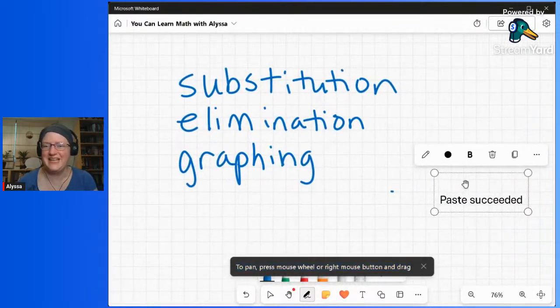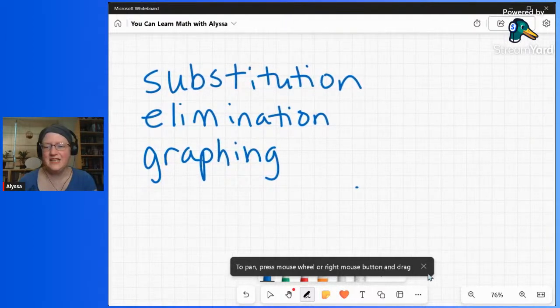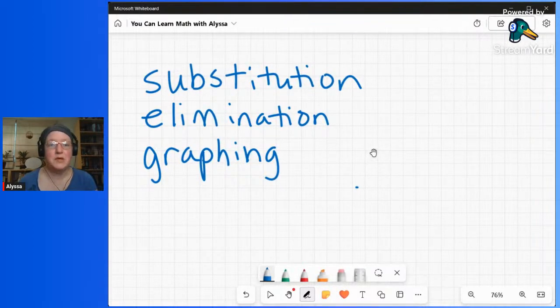I don't know why it's not letting me move. Paste succeeded. Thanks, whiteboard. Great time to start messing up.